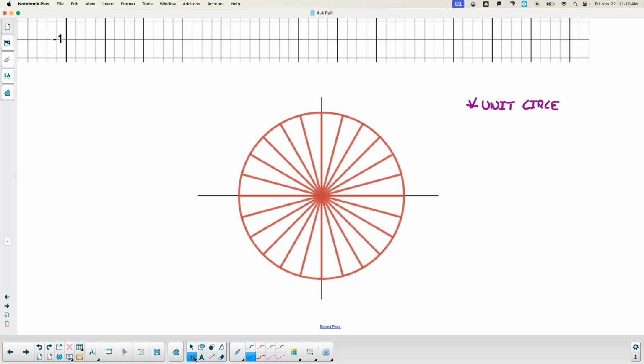15-degree segments? How do I know that it's divided up into 15-degree segments? 90 divided by 6 is 15, because there are 6 segments in each quadrant, right? Which means there are 6, 12, 18, 24 total segments. 360 divided by 24 is 15. So it's divided up into 15-degree segments. Is that important?